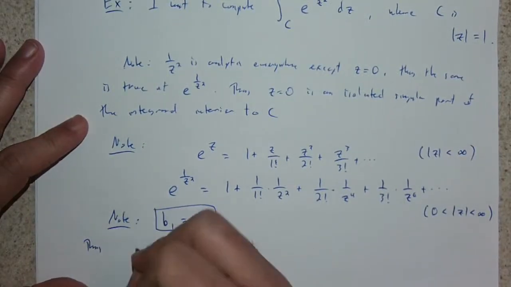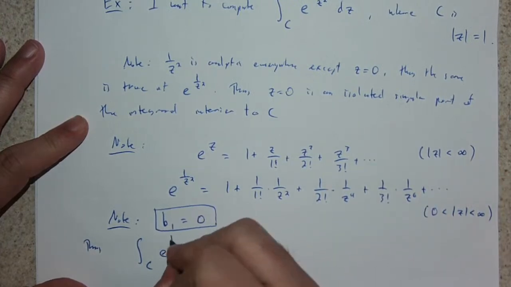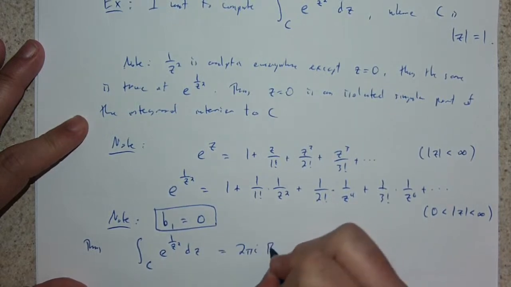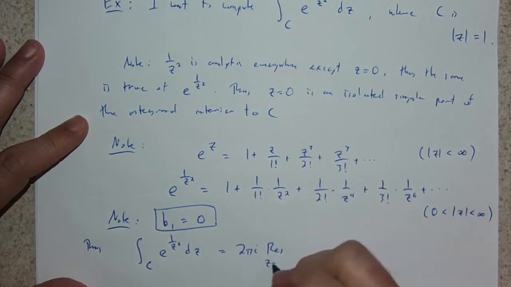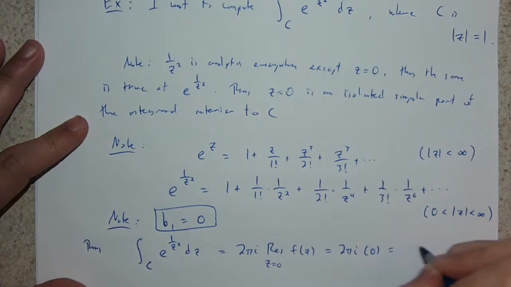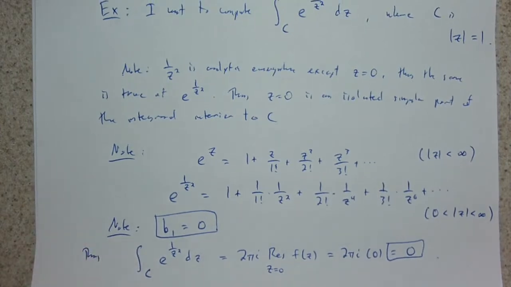Thus, the integral along the simple closed contour C of e to the 1 over z squared dz is 2 pi i times the residue of this thing at z equals 0. So this is the residue of, we'll call it f of z here, which is the integrand. This is 0, right? This is 2 pi i times 0, which is 0. So that integral that we wanted to compute is 0.